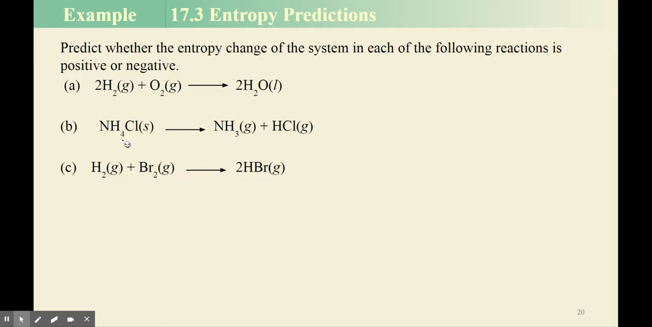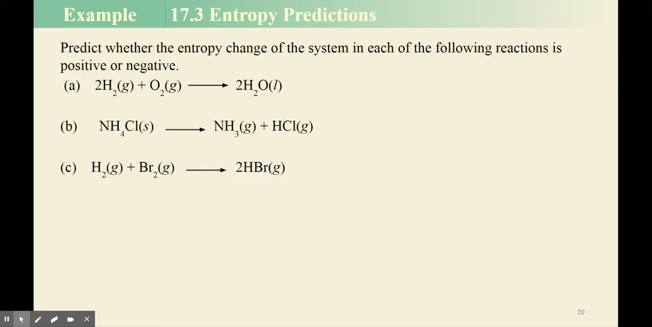For B, we're getting the dissolution, the dissolving of ammonium chloride. Actually, I'm lying. I just didn't actually look. We're getting a decomposition, but a solid making these different gases. So pretty much the reverse of A, that's going to have an increase, a positive entropy sign. And for C, we have 2 moles of gas making 2 moles of gas.